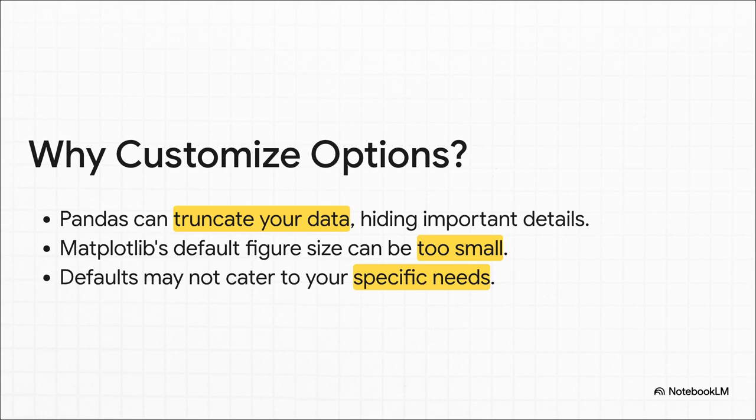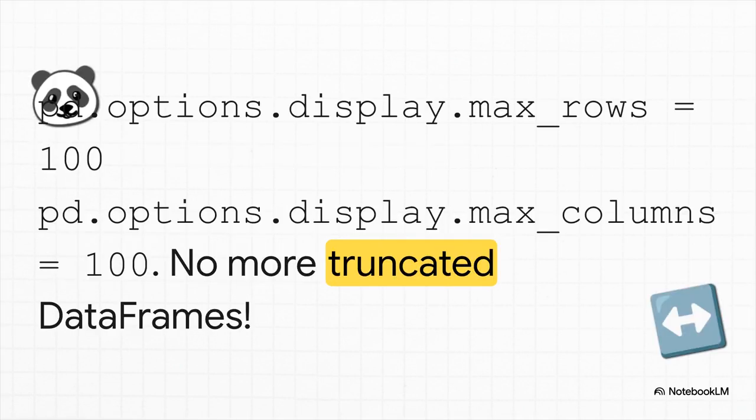Come on, how many times have you printed a pandas data frame and it just hides half the columns with those stupid dots? Or you make a plot with Matplotlib and it's the size of a postage stamp? By setting these options, you're just making your life easier and making sure you can actually see what's going on in your analysis. Check this out.